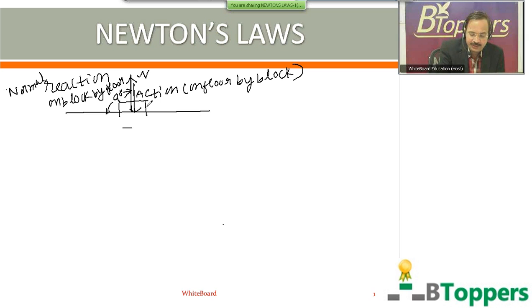According to Newton's law, to every action there is always an equal and opposite reaction. Here the action is the force on the floor by the block, so the reaction will be the force on the block by the floor. This reaction force on the block by the floor we call normal reaction because it acts normal to the surface in contact.